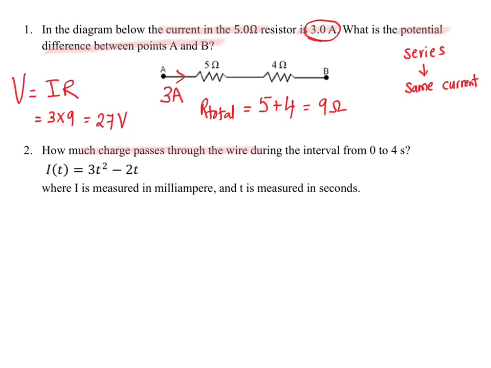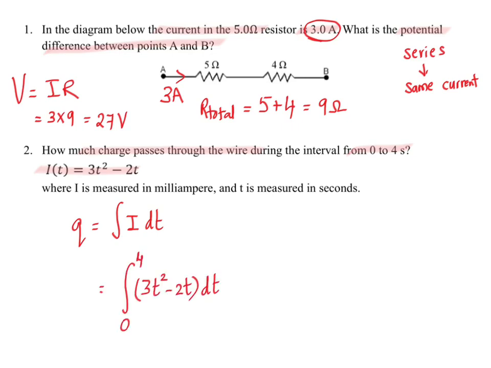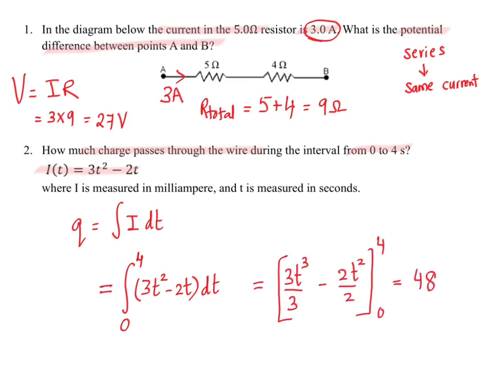How much charge passes through the wire during the interval 0 to 4 seconds? They have given us a function for current, which is 3t square minus 2t, where I is measured in milliampere and t is measured in seconds. So we are going to use the formula for charge, which is integral I dt. So we'll substitute the function, use the limits 0 to 4 and solve the integral. When you solve it, you will get the answer as 48.